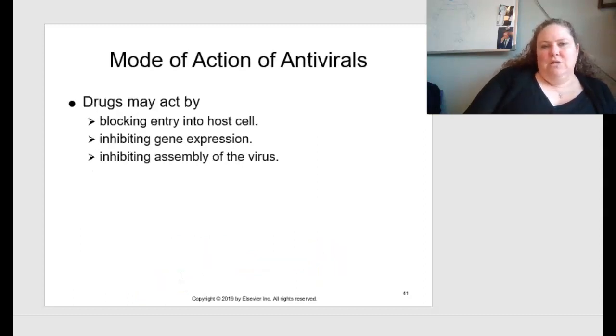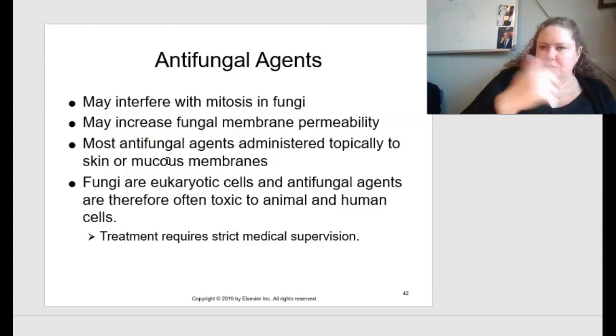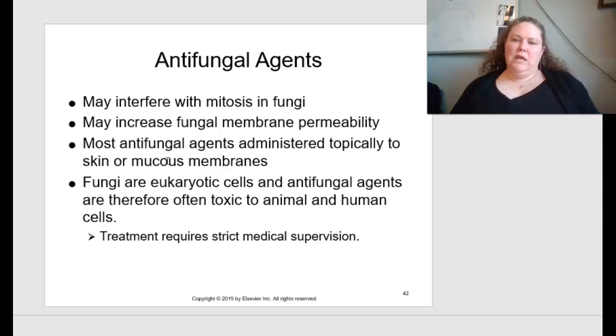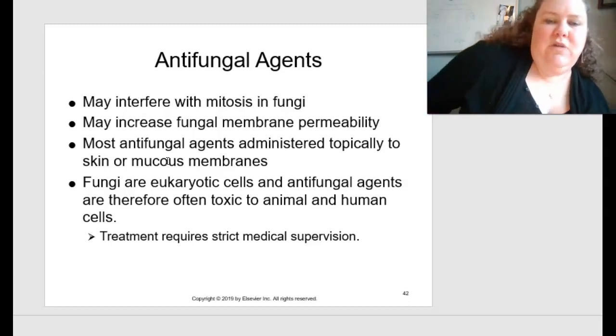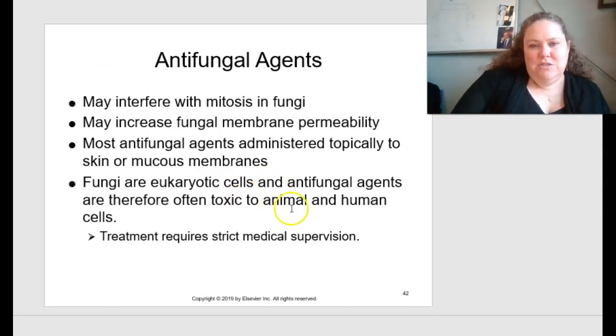What about mode of action for antivirals? Well, drugs may act by either blocking entry into the host cell, inhibiting the gene expression, or inhibiting the assembly of the virus. Again, this is exactly like what I showed in that first diagram when we first started this. Antifungal agents may interfere with mitosis in the fungi, and they may increase fungal membrane permeability. Most antifungal agents are administered topically, so to the actual location, to the skin or the mucous membrane. And fungi are eukaryotic cells, and the antifungal agents are therefore often toxic to the animal and human cells, and treatment therefore requires strict medical supervision.